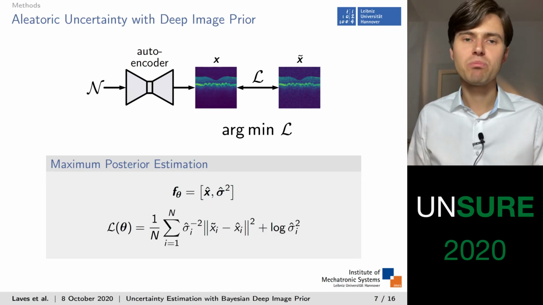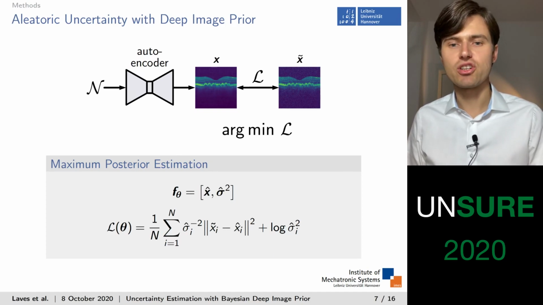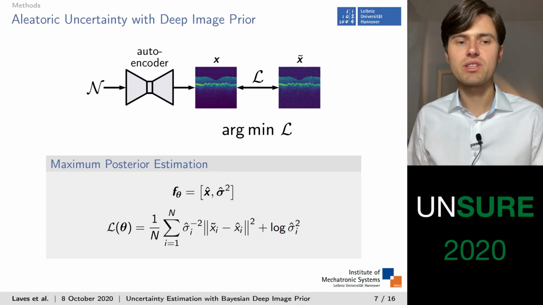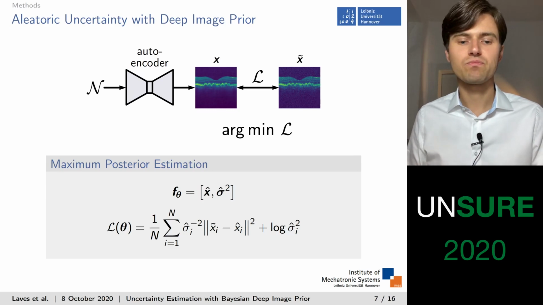Now, a maximum posterior estimation is performed by minimizing the full negative log likelihood, which leads to the following optimization criterion with added weight decay. And in this case, sigma hat squared captures the pixel-wise aleatoric uncertainty and is jointly estimated with x hat by finding theta that minimizes the log likelihood with gradient descent.